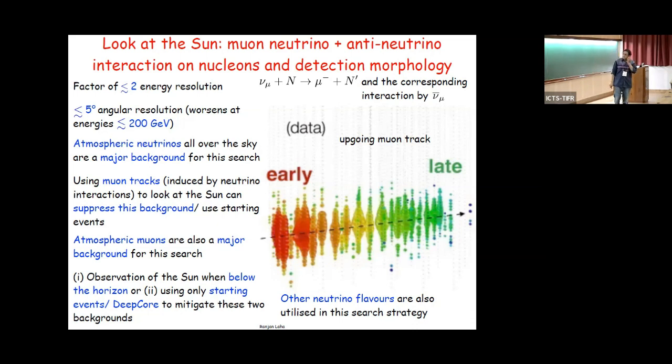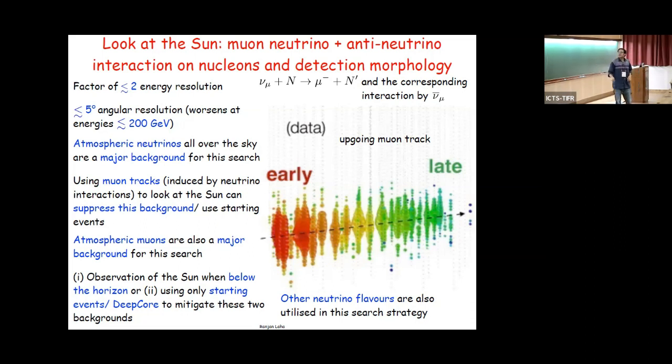So atmospheric neutrinos all over the sky form a major background for this search. Atmospheric neutrinos come from cosmic rays hitting the atmosphere and producing neutrinos. IceCube detects that regularly. There are billions of atmospheric neutrino events. However, you can use muon tracks to get rid of this background. Why? Atmospheric neutrinos to zeroth order are isotropic. There is an angular dependence, I can talk about it, but let's talk later.